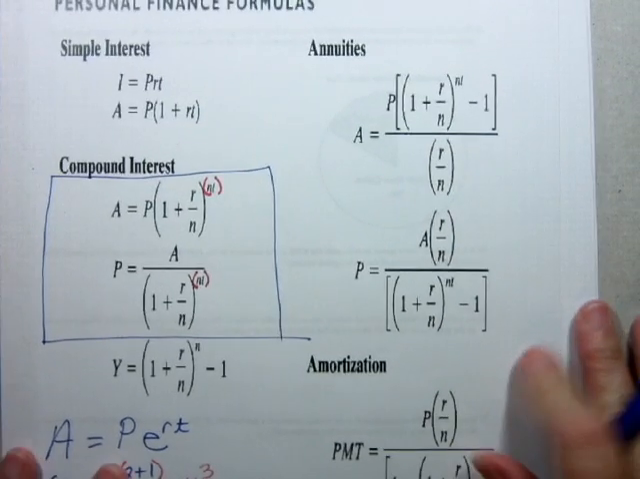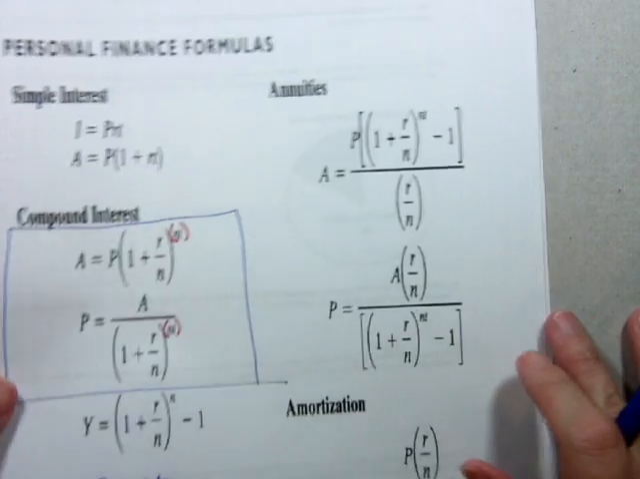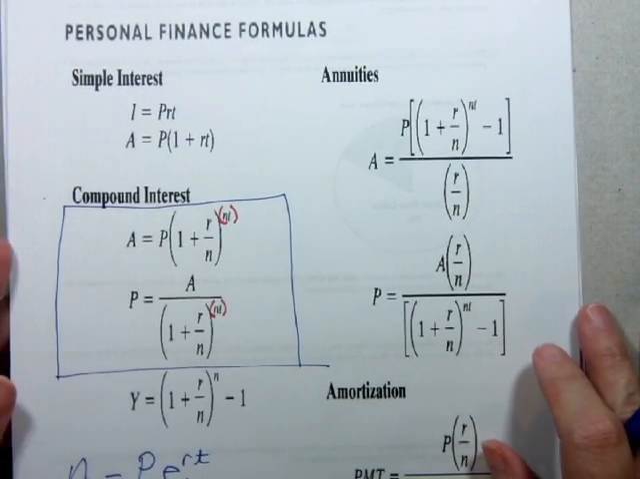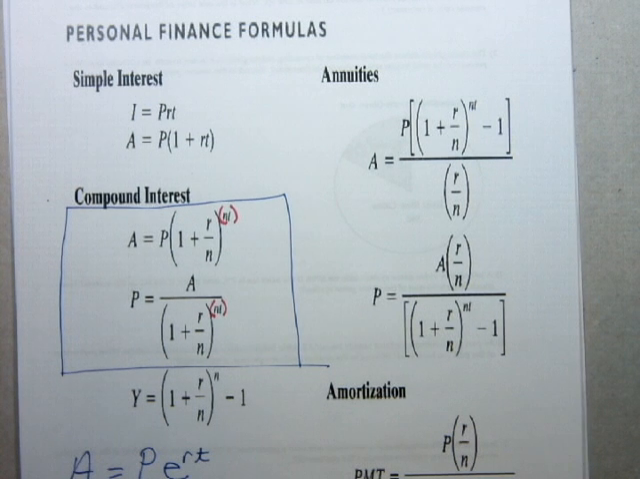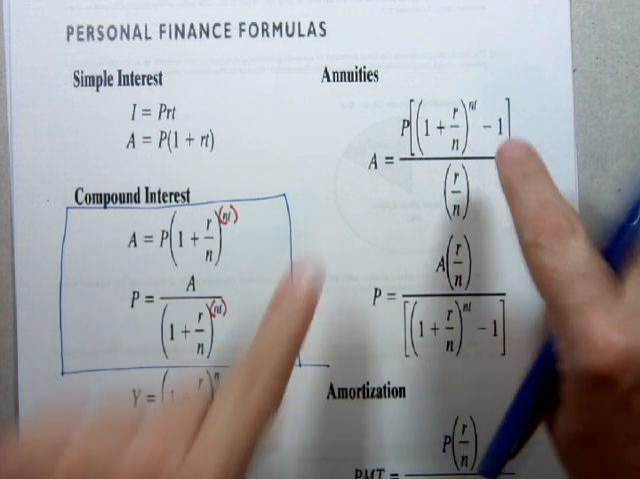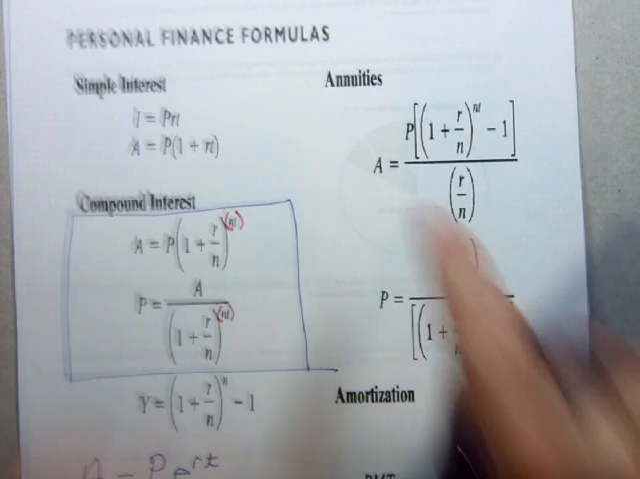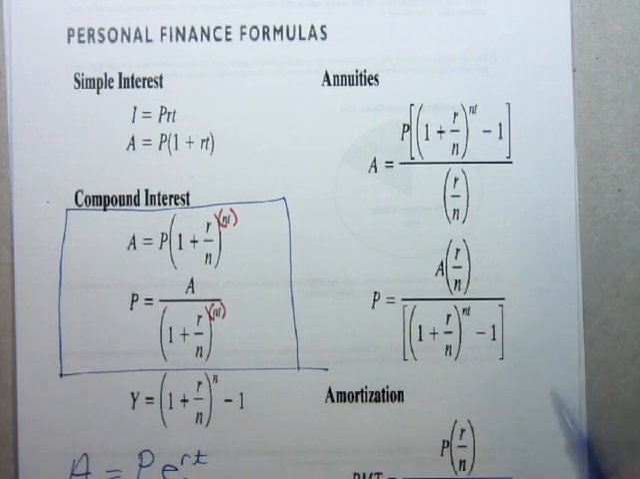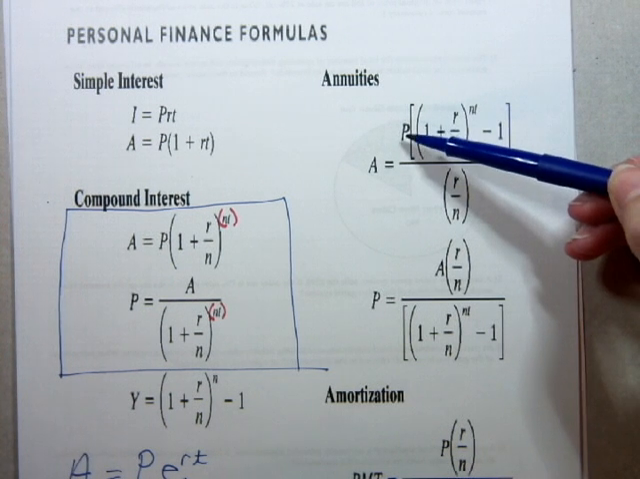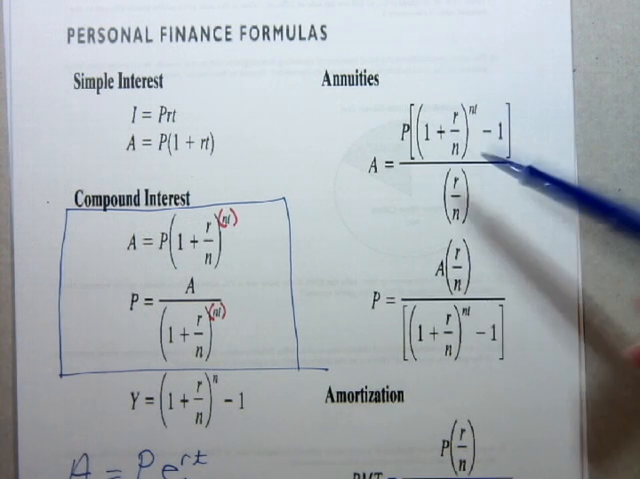Now, annuities. Well, first of all, what is an annuity? An annuity is when you invest by making equal payments at the same time. So in other words, whenever you invest in your 401k and you put in $100 a month, then you would use this formula and say, how much am I going to have in the account? That's A, amount. If I invest $100 a month, that would be my principal. And then I'll plug into this formula.